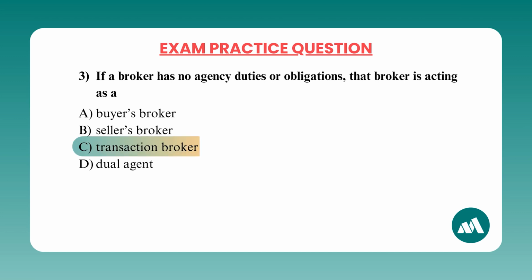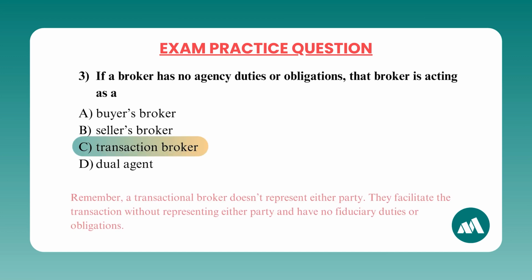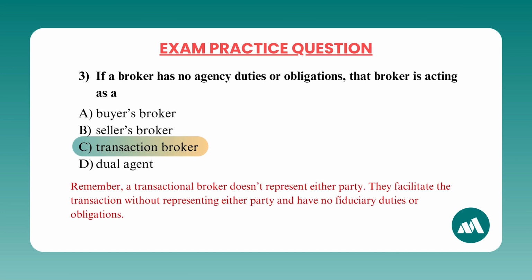The answer is C, transaction broker. Remember, a transactional broker doesn't represent either party. They facilitate the transaction without representing either party and have limited fiduciary duties or obligations.